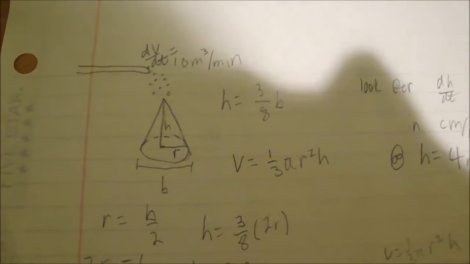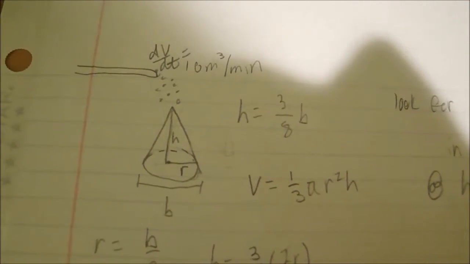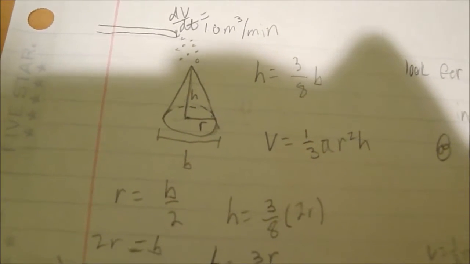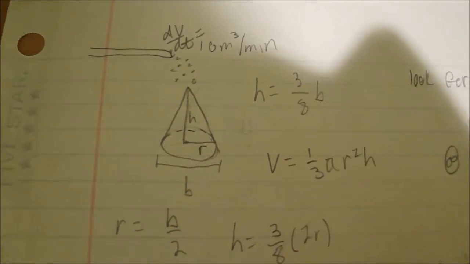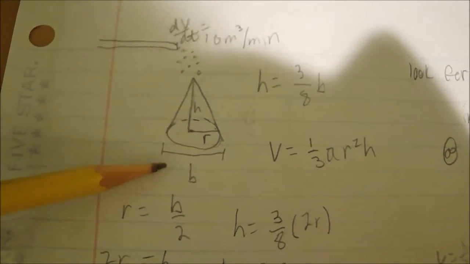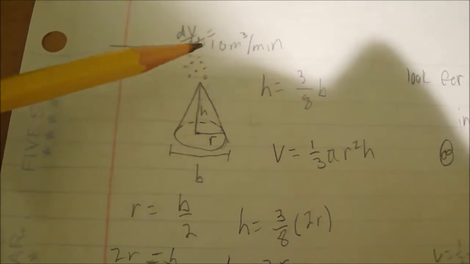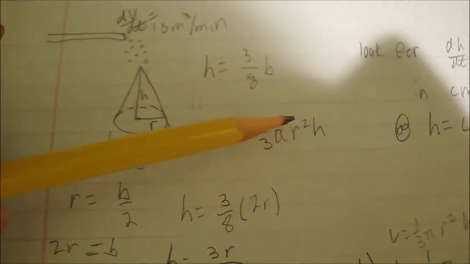So, to help you guys better understand this, I drew a diagram. And we're given that dV/dt equals 10 meters cubed per minute, when it says that the sand falls from a conveyor belt at the rate of 10 meters cubed per minute onto the top of a conical pile. And height is always 3/8 of the base diameter. And here, this is sand falling. And the volume of a cone is 1/3 pi r squared h.